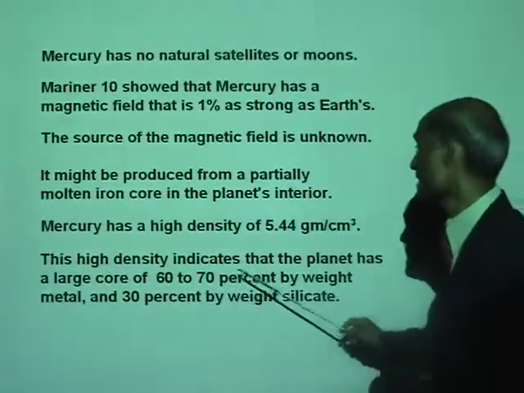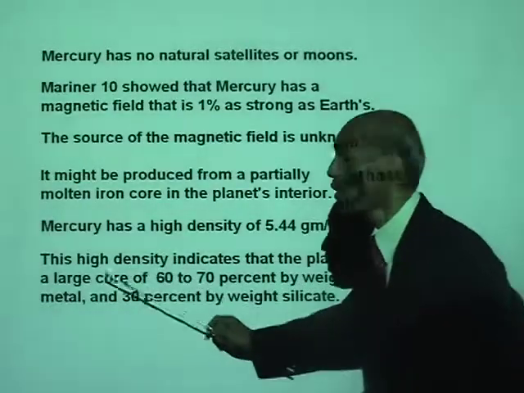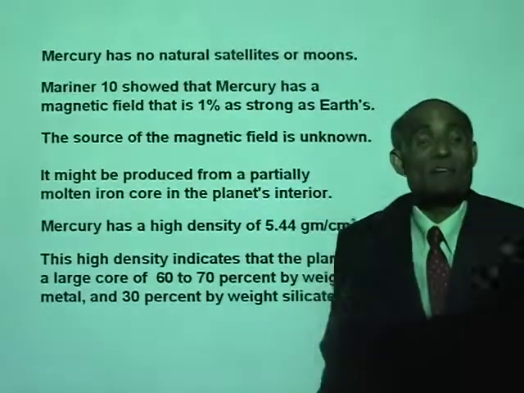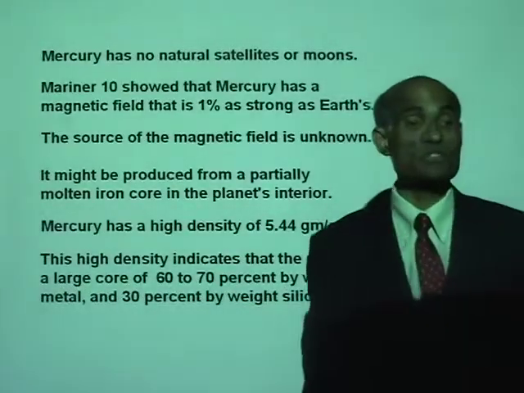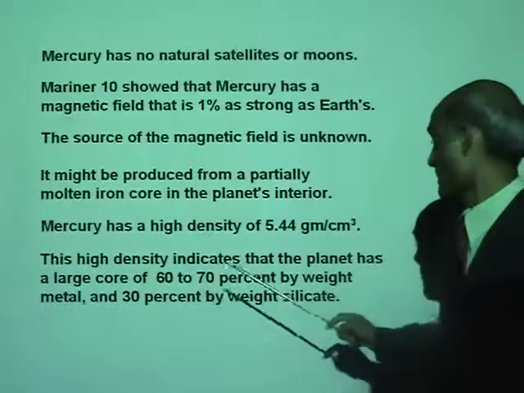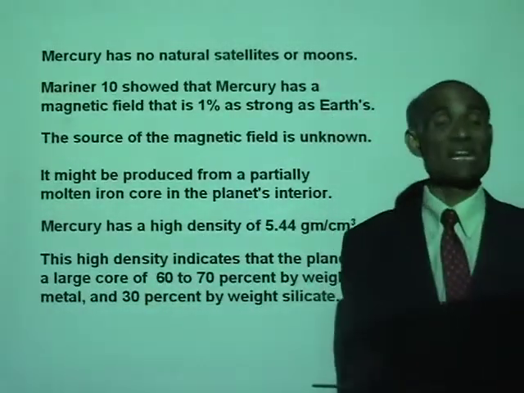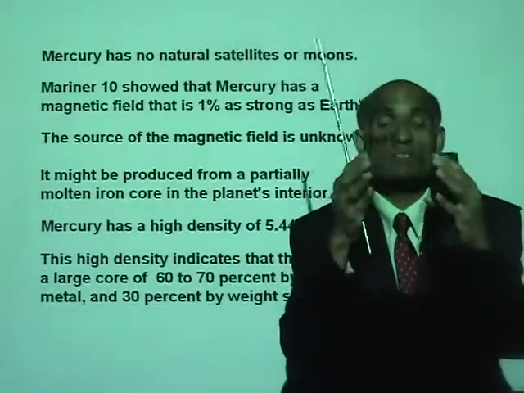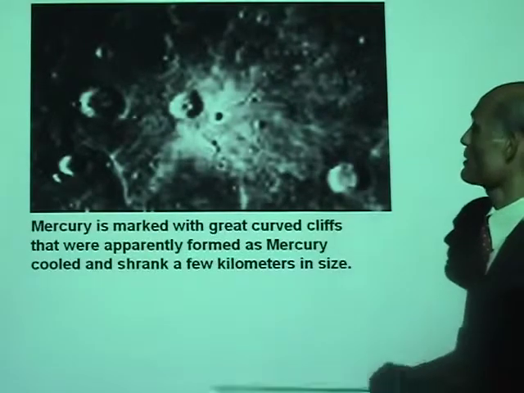It indicates that 60 to 70% by weight, the core, you see the core is the densest because that's where most of the metals are. It indicates that it has a large core of 60 to 70% by weight made of metals and 30% by weight of silicate. So the large density of Mercury is an indication that it has a very hard core made of metals.